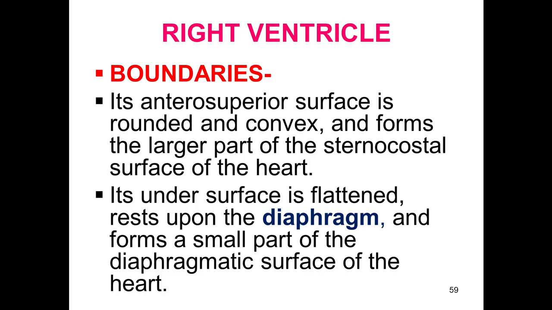So let's move on to the right ventricle. First of all, let's study the various features. The surface is rounded and convex and forms the larger part of the sternocostal surface of the heart. The undersurface of the right ventricle is flattened and rests upon the diaphragm, and it also forms a small part of the diaphragmatic surface of the heart.